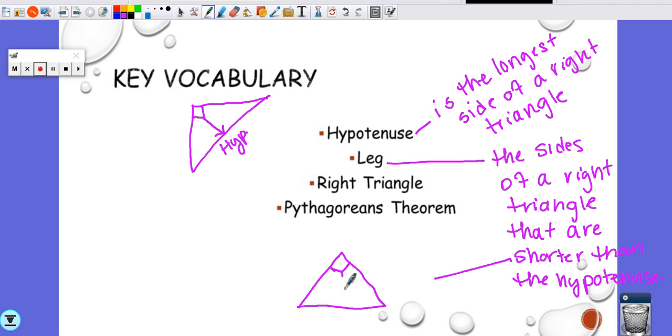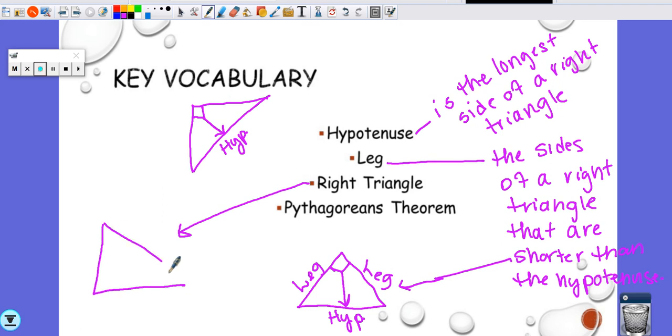I'm going to first identify the hypotenuse. That's this. The sides that are not the hypotenuse are called legs. So identify the hypotenuse first, and the other sides are called legs. Okay, that's your example.